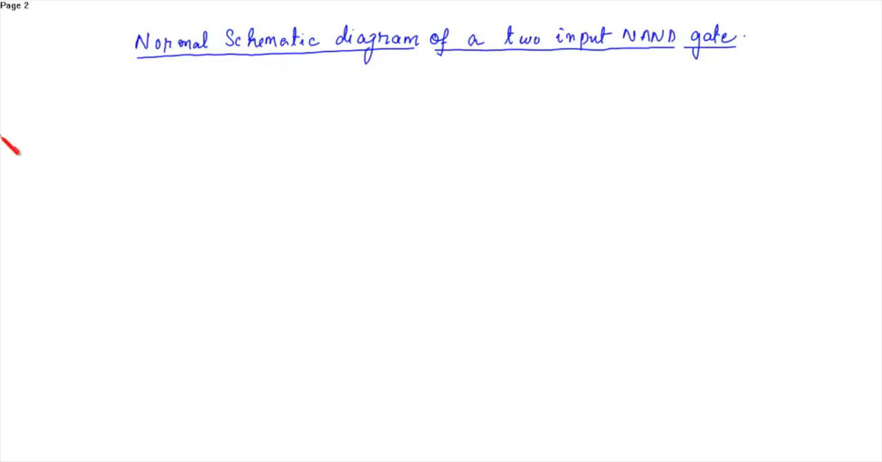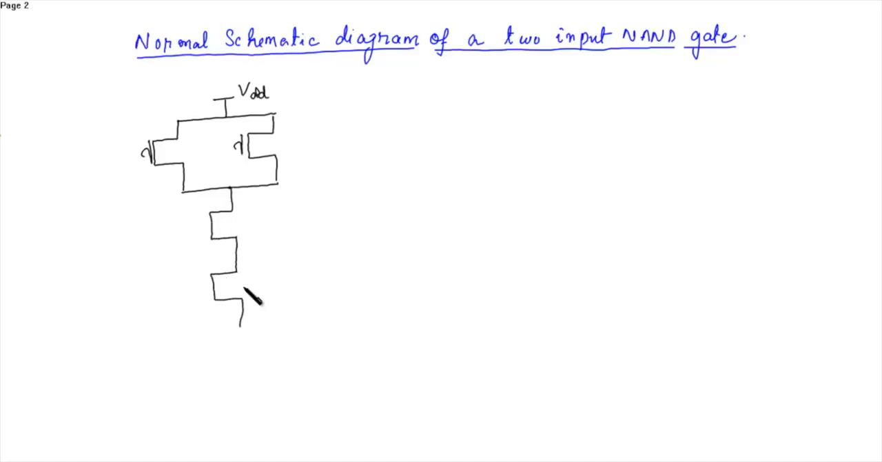Okay, so we know that the PMOS is in parallel and the NMOS is in series. So there are two PMOS. This is PMOS 1. This is PMOS 2. The sources of the PMOS are connected to VDD. So this is VDD. And the two NMOS are connected in series, and the source is connected to ground.